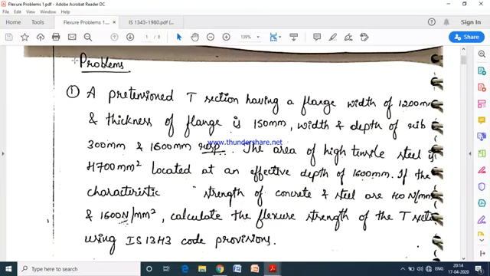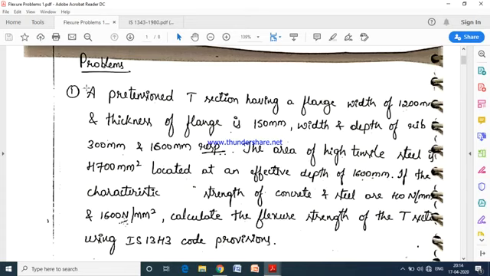Hello everyone. Today let us discuss the problems on flexural strength of PSC members. So first problem, a pre-tension T-section having a flange width of 1200 mm and thickness of flange is 150 mm. Width and depth of rib is 300 mm and 1600 mm respectively.